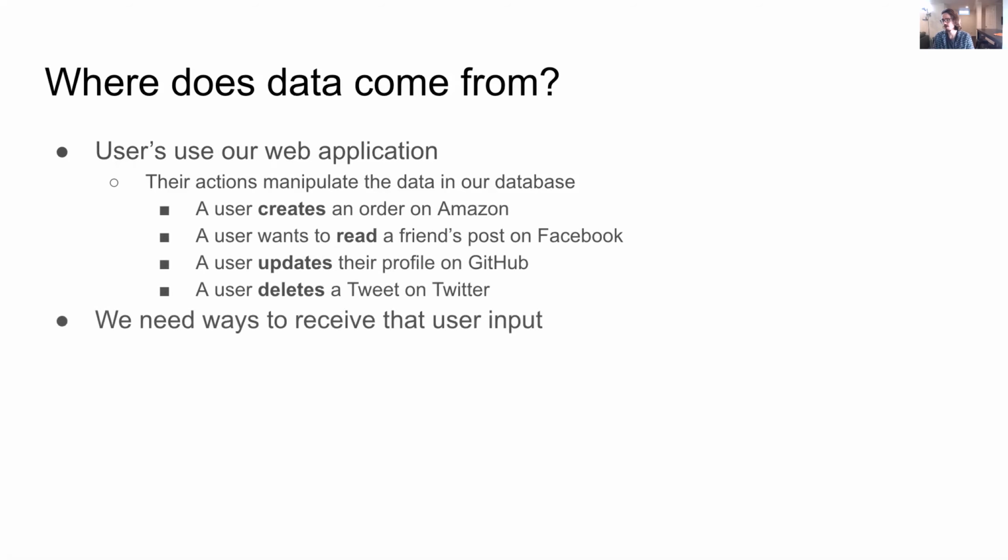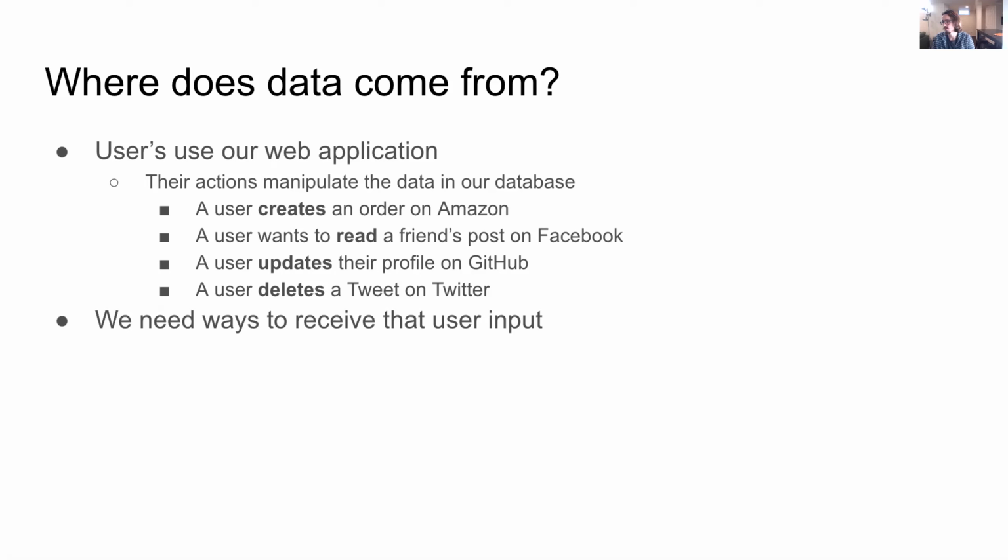So our question is, how do we receive that user input? For example, if a user wants to create an order on Amazon, how do they tell us what items they want to buy? How do they tell us what their shipping address is? A user wants to read a post on Facebook. Cool. What post are you trying to read? Are you trying to read all posts? Probably not. There's probably a specific one you're looking at.